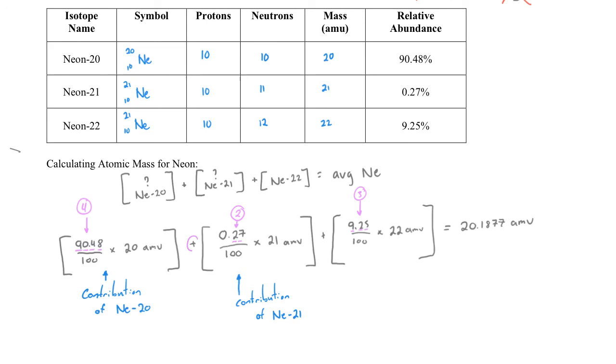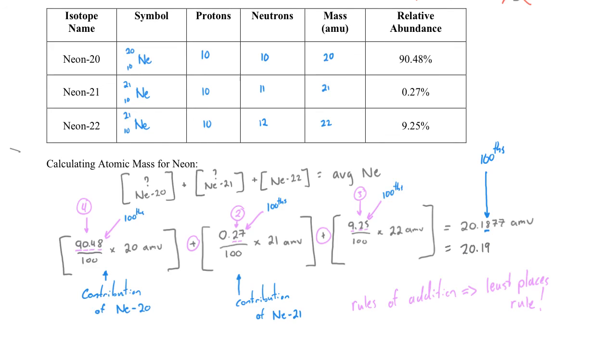Notice, however, that we're adding these 3 terms together. That means we need to follow the rules of addition. To follow the rules of addition, we need to find the place value that each of these terms goes out to, and that will be our limiting digit. Notice the first term goes out to the 100th place, so does the second, and so does the third. That means our calculated value is limited to the 100th place as well. When we round this value, we get 20.19 AMU.